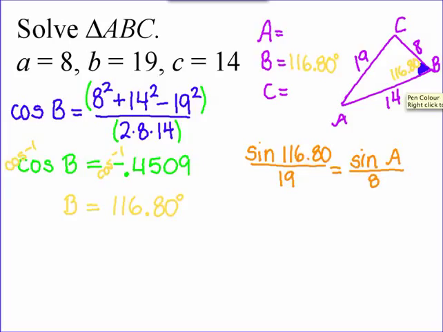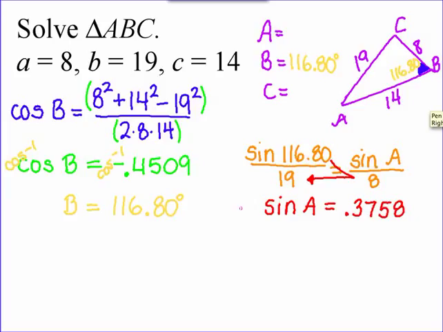So what I'm going to go ahead and do is multiply on the diagonal, divide by 19. Tell me what you get for the sine of A to 4 decimal places. 0.3758. Did somebody else get that? Yeah. Okay, so now how do you find A? Inverse sine. So A comes out to be what, folks? 22.08. Good. So now we have 2 angles.